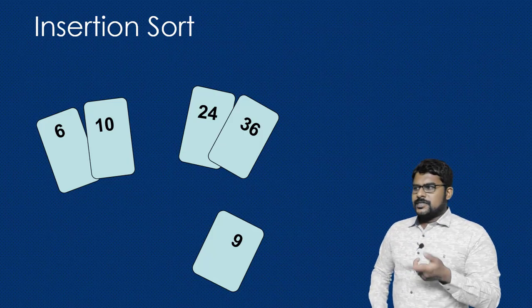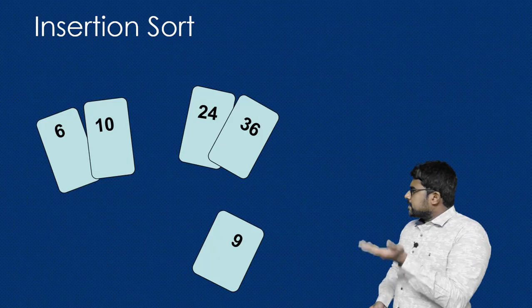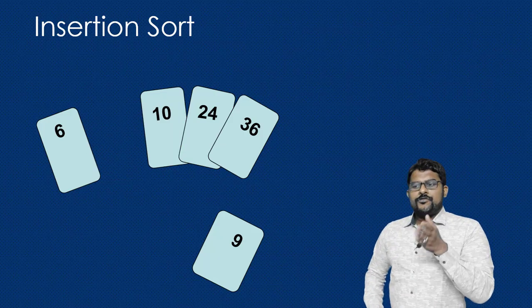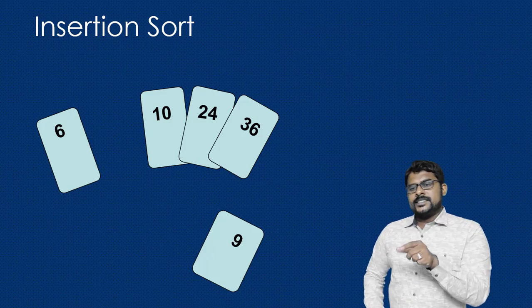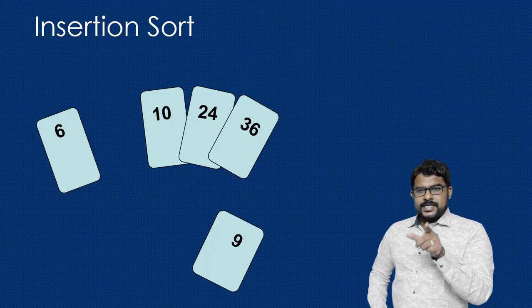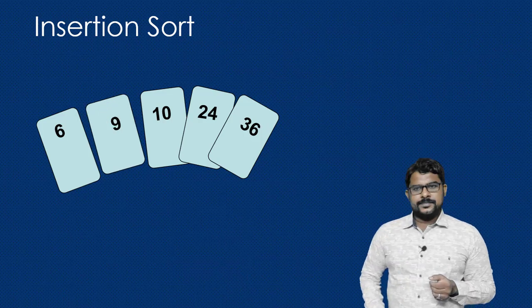And in the next iteration this 9 is compared with 10. So obviously 9 is less than 10, this card is moved aside. And now finally 9 is compared with 6, and since 6 is less than 9, here we find the position. So this card must be inserted between 6 and 10. So it will be inserted back like that.